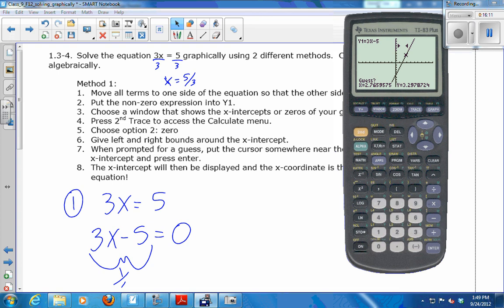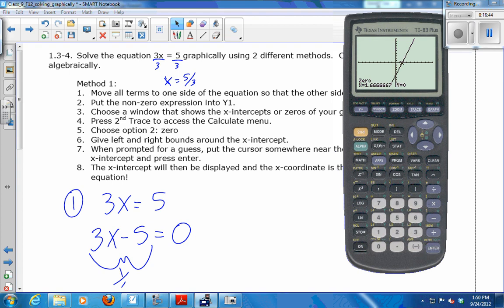So you're giving the calculator a place to look, so it doesn't have to look from negative infinity to infinity, right? It can't search the whole number line for a place where the graph crosses it. So you're narrowing down its search. And then it says to give it a guess. So you can put the cursor as close to the x-intercept as you can. It doesn't have to be super close, but it does have to be between the left and right bound that you gave it. So I always just put it as close as I can and press enter.